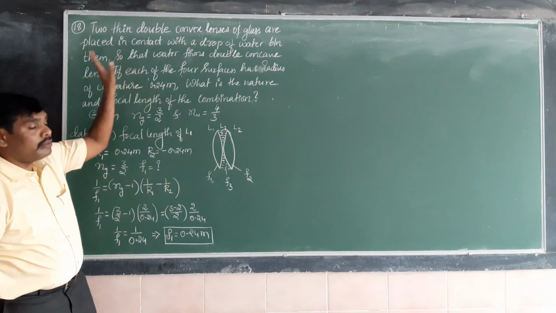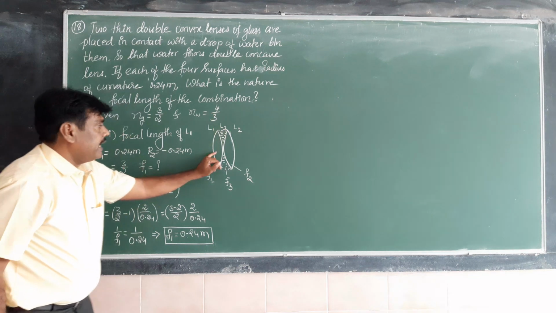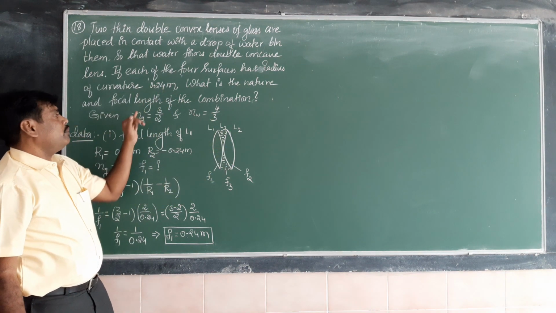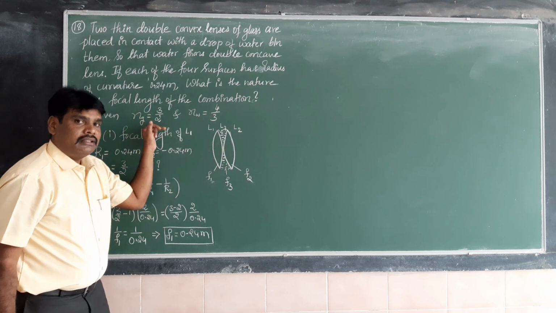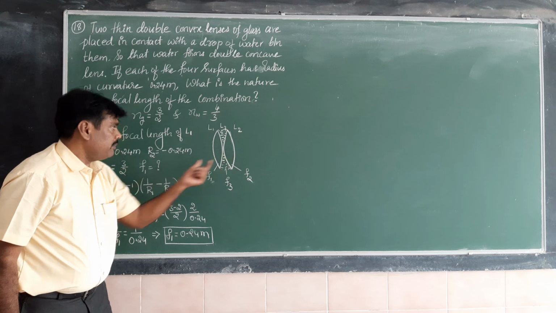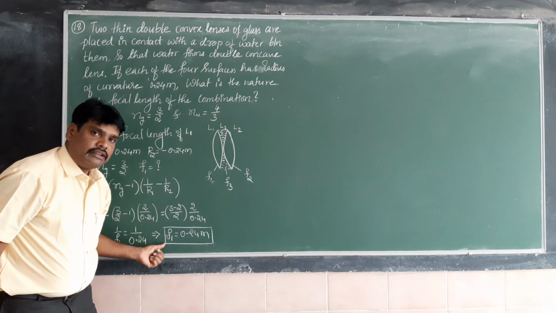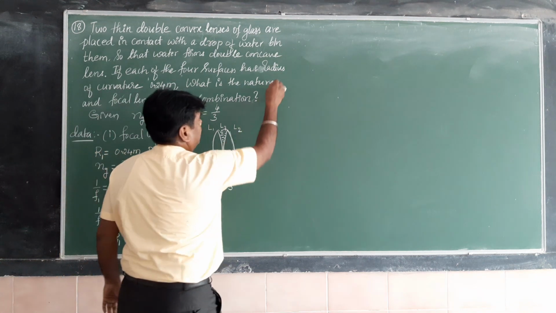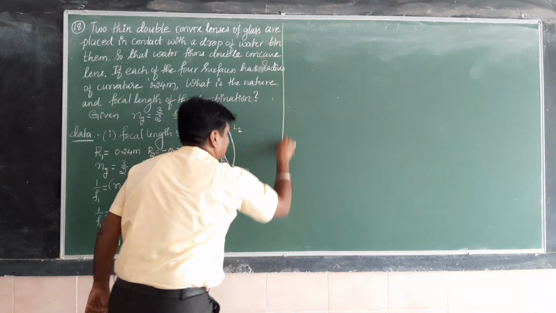So according to the given data, the second lens also has the same radius of curvature, and it is also made by the same glass material. That's why, obviously, if the radius of curvature is the same and the material is also the same, the focal length is also the same. So that's why there is no need to calculate that one. So we can write like this.